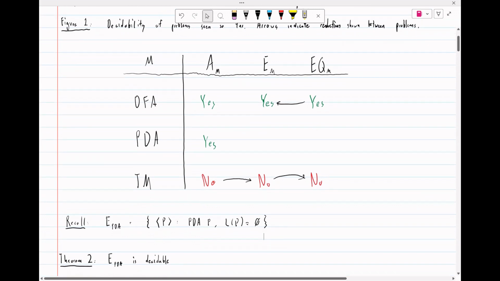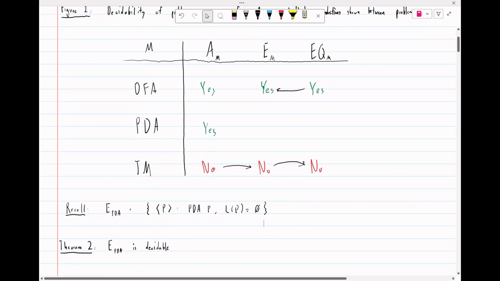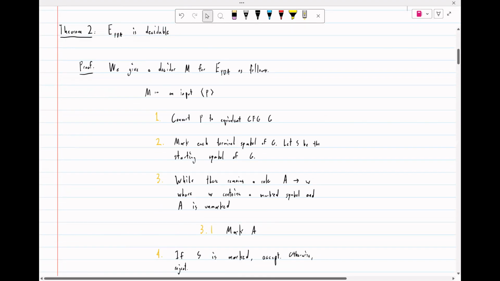So it turns out that the emptiness testing problem for PDAs is in fact decidable. This is one of those things where the proof is simple enough that we don't need to rely on a reduction to a decidable problem that we already know. We also saw that with the emptiness problem for DFAs, where we searched for anything that could possibly accept in the representation of the DFA. You can do something similar to construct a decider that decides E_PDA.